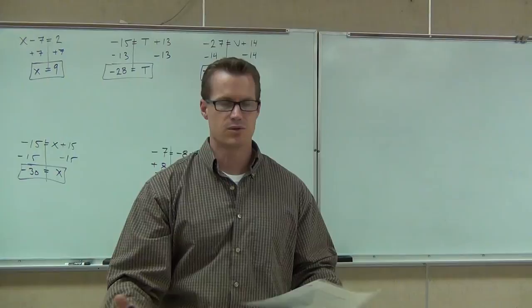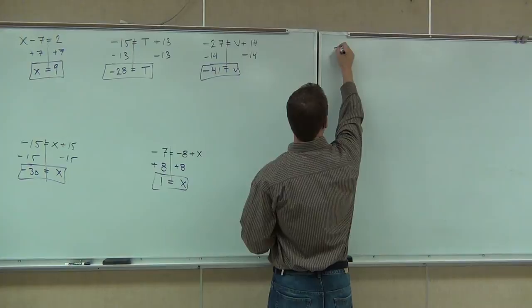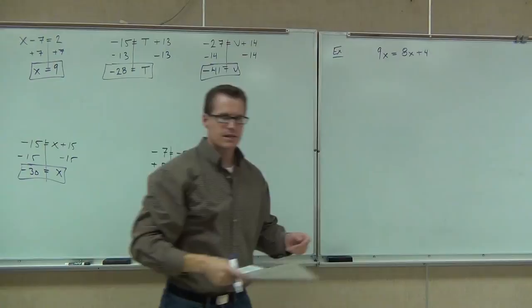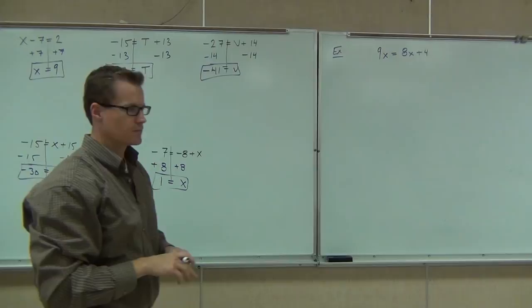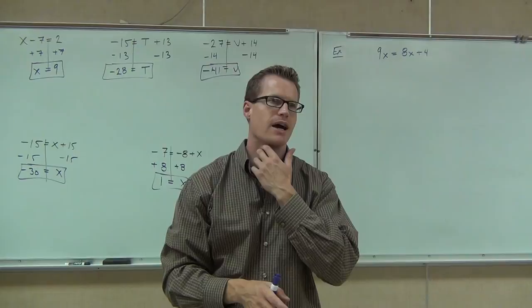It's pretty quick. But for us, we're going to stick with one type of variable, but maybe you see it more than one time. For instance, 9x equals 8x plus 4. Are they both going to have the same answer, both x? Well, that's the whole idea, is that they need to, right? Because it's the same exact variable. So how in the world do you solve this if you have 9x equals 8x plus 4? How do you get that x by itself?